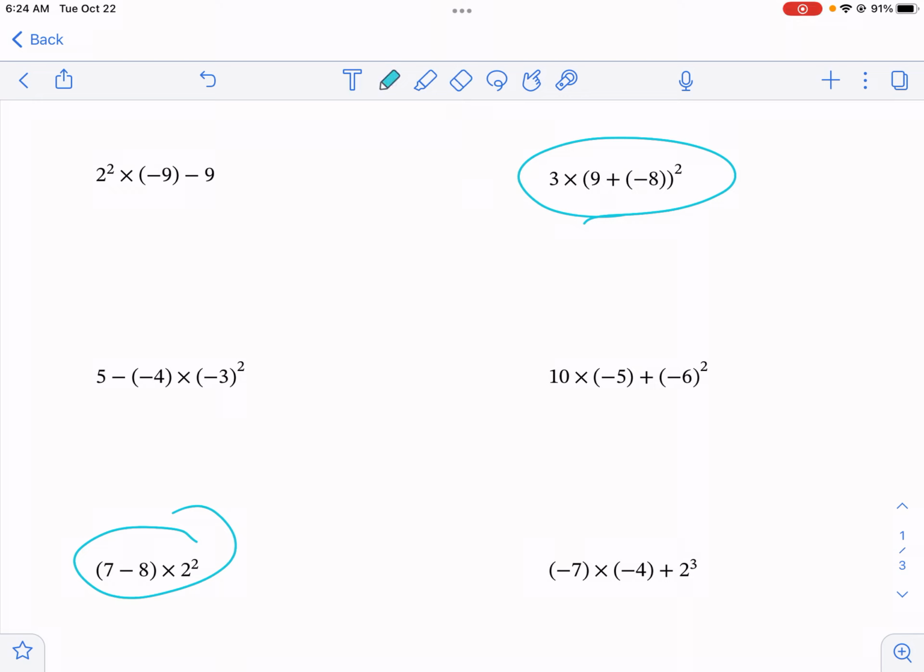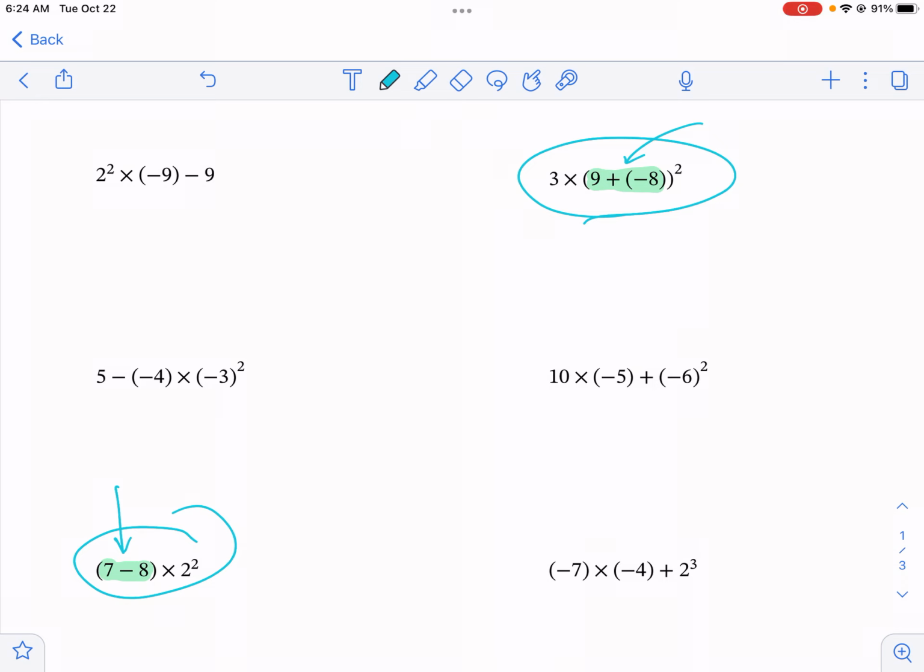But really, the only ones that we're doing an operation with, that we do order of operations, the P, parentheses, are when we have an actual operation taking place. So see here that we have an operation, subtraction, 7 minus 8, two numbers with an operation in between, and then same thing here, we have 9 plus a -8. Those are true parentheses-first problems.